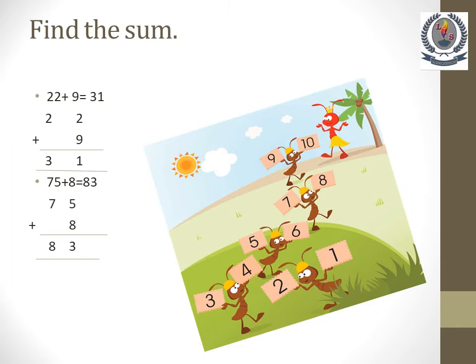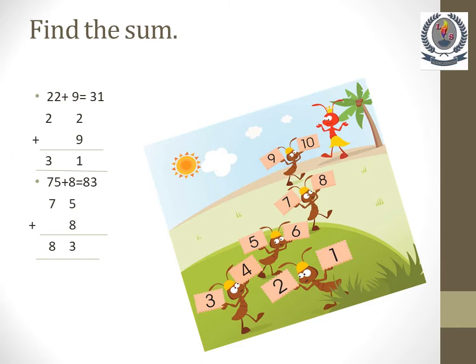Then 10 ones go to the tens place. Then they are having 1 ten. Then 1 ten plus 2 tens equals 3 tens. The answer is 31. Then the next one, 75 plus 8.